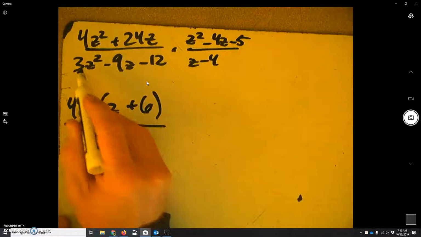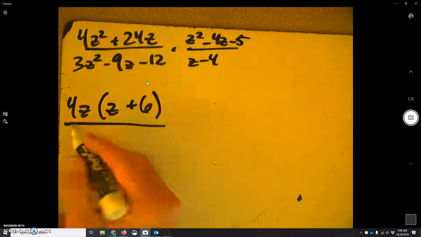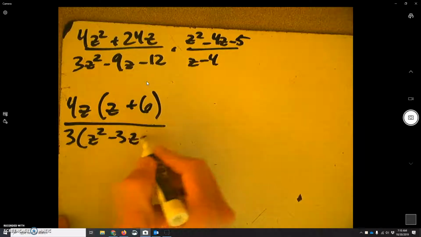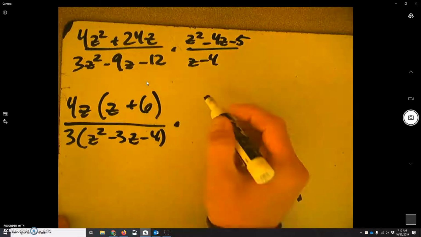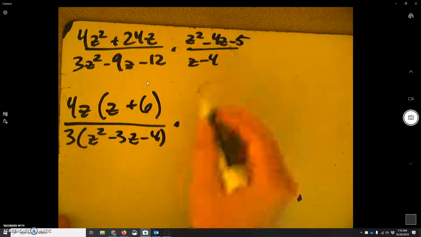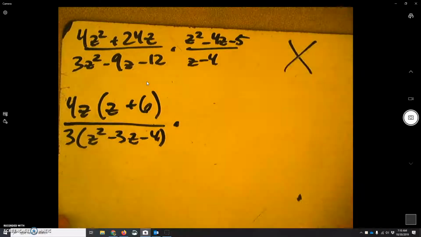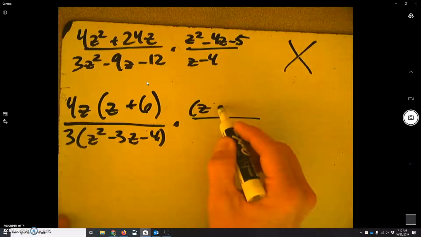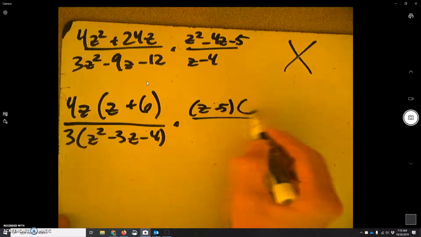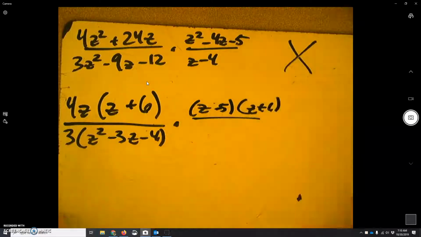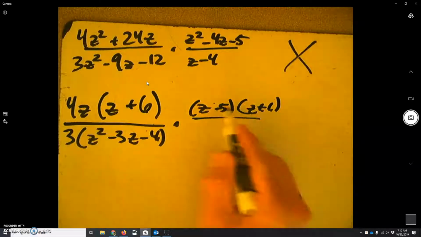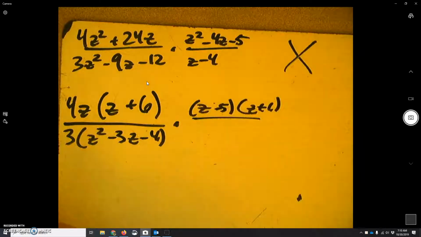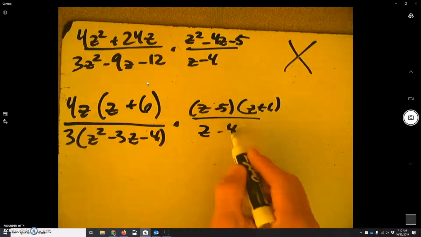The bottom, we can pull a 3 out of these 3 terms. So we'll first do that. We'll end up with 3 times z squared minus 4z minus 5, and we got to factor this top. Okay, remember the top we want to factor by using the diamond method. I'm going to do it in my head so I don't take more time up. It's going to be z minus 5 and z plus 1, because negative 5 times 1 is negative 5, and negative 5 plus 1 is negative 4. And that's over z minus 4.